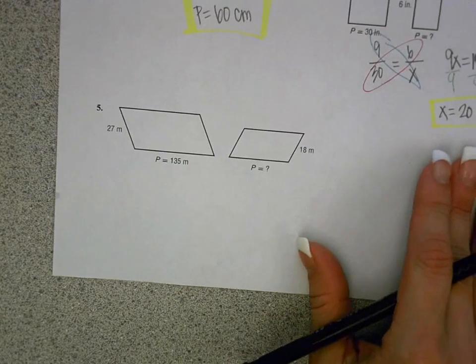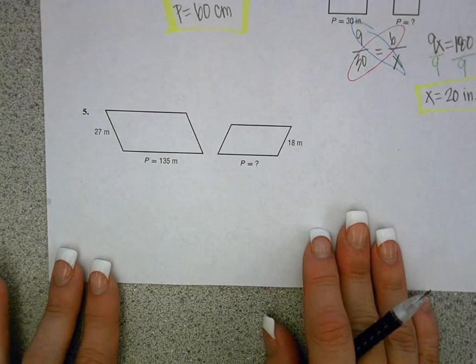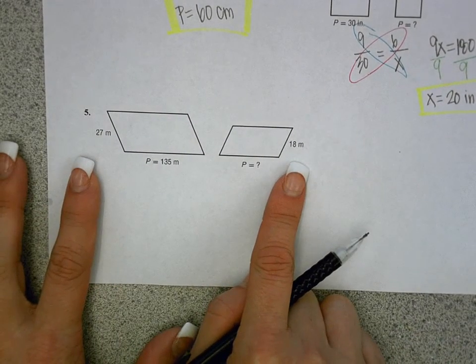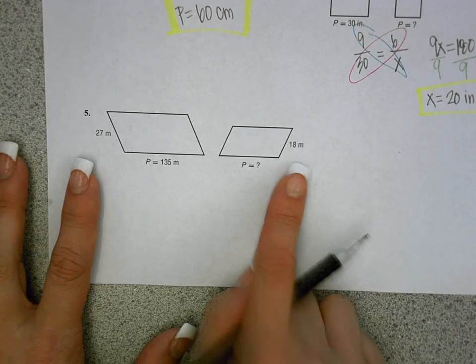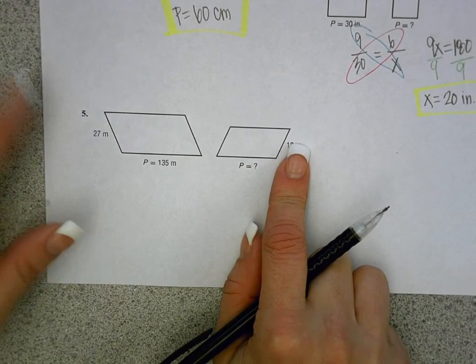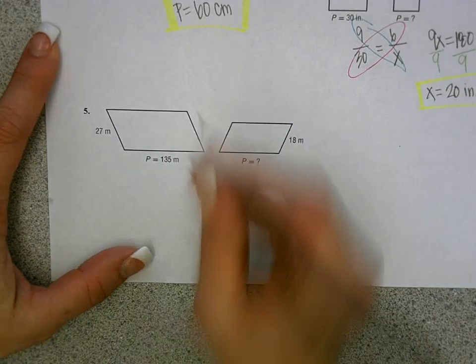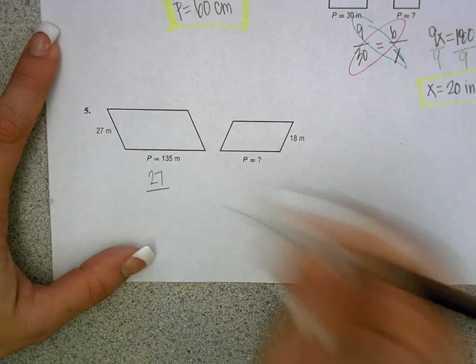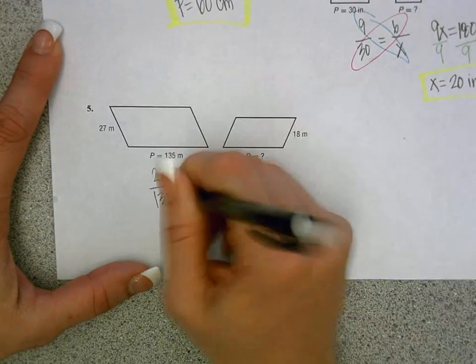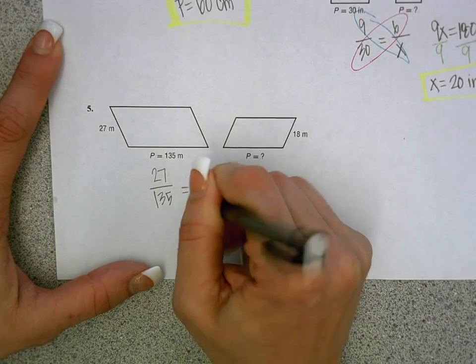Okay, last one on the front, and then we'll do something a little bit different on the back. This one, is it super obvious what the scale factor is? Not exactly. I don't know exactly what to multiply 27 by to get to 18. So we're going to do the ratio again. Side length over perimeter is equal to side length over the perimeter.